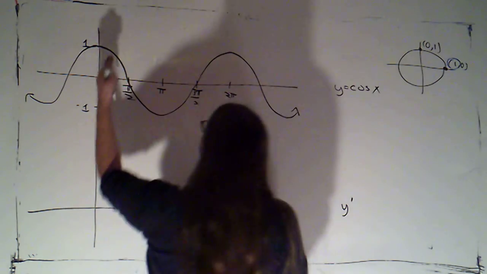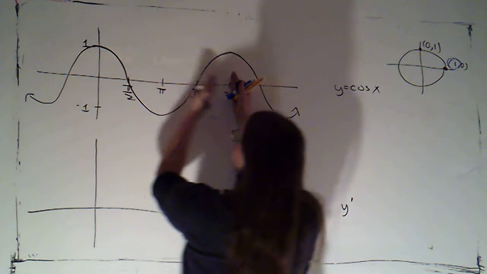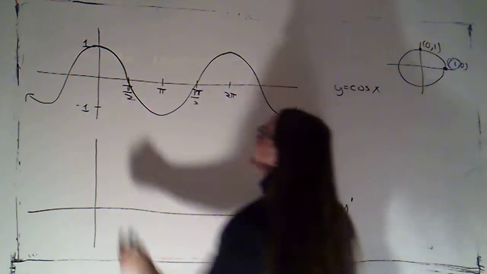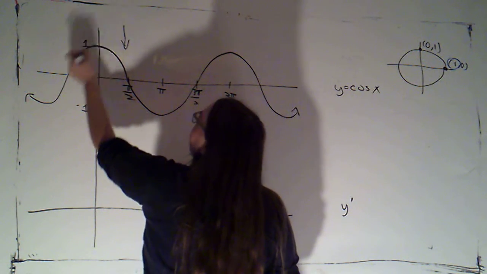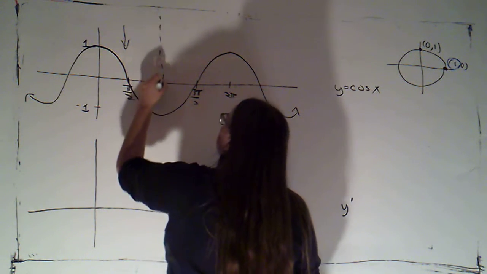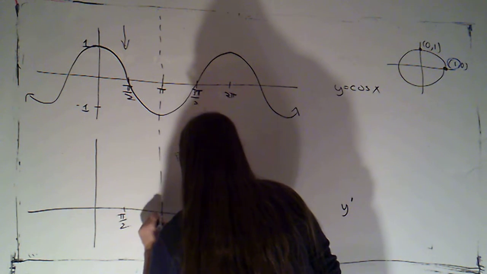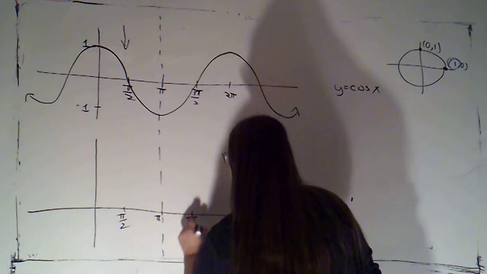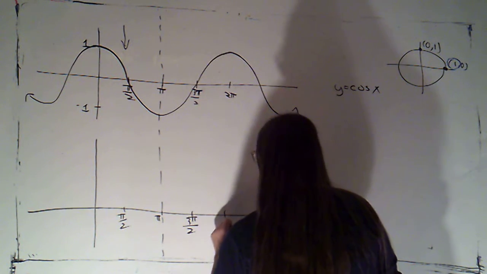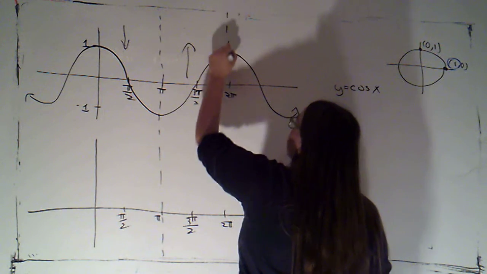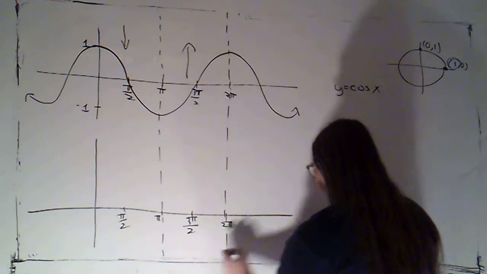So I'm going to just work with this first period from 0 to 2 pi. Not really the first period, but this standard period. Looks like we start out going down. And we go down until we hit pi. Let's fill in these quadrantal angles. And then we're going to go up, and we go up until we hit a high point at 2 pi.